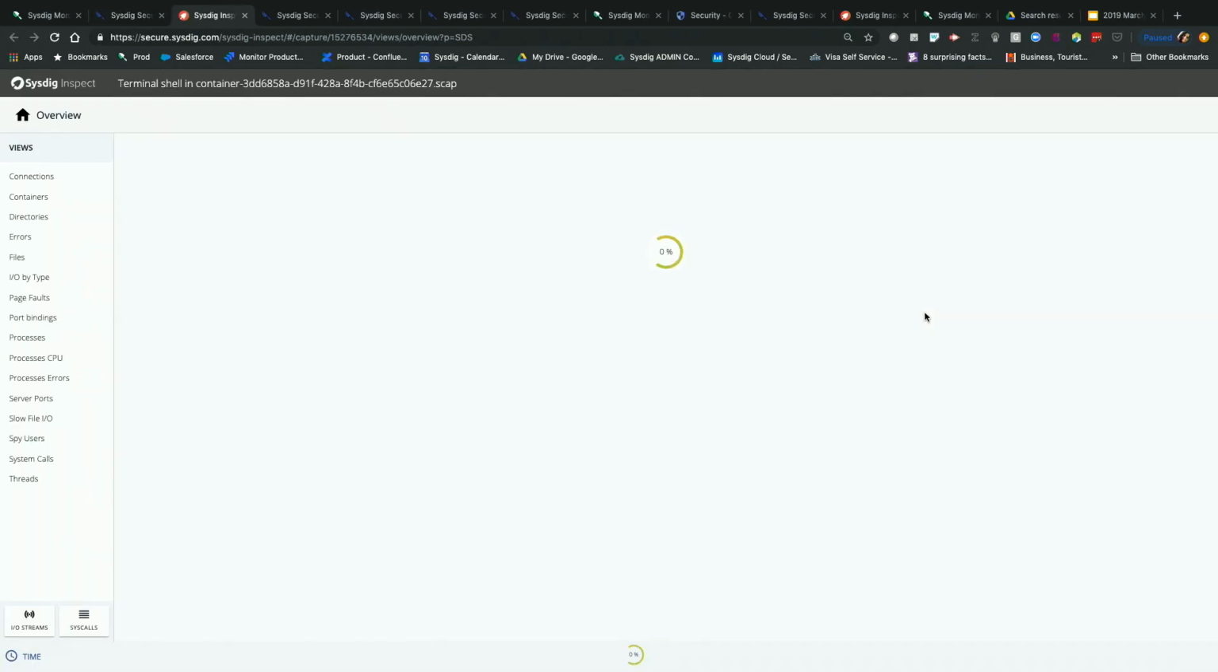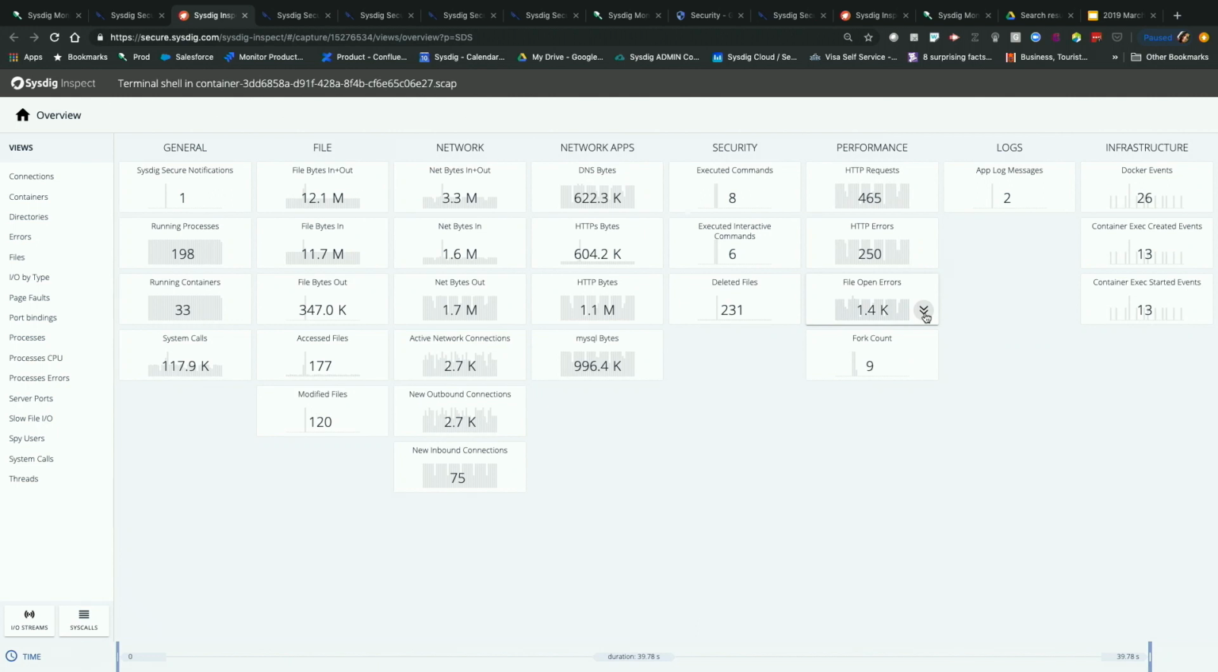A capture file captures every single system call that was executed during that period of time on a machine and stores it in a file, and this happens on a rolling basis. So if something happens, we store that file. If nothing happens, we discard the file. You can choose how much you want to do.